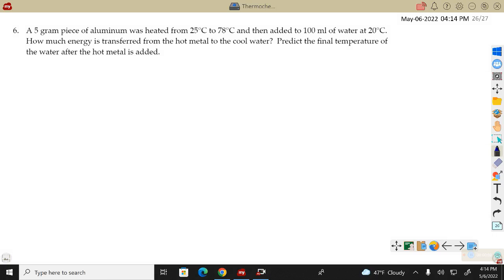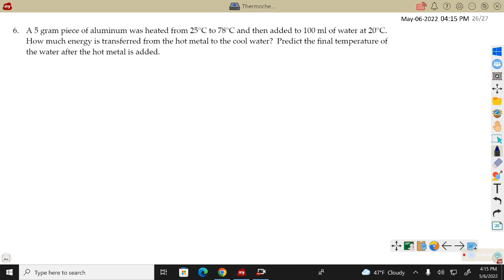Here's our final practice with specific heat. Now, this one's got a lot going on. There's a transfer of heat in this problem. I have a 5-gram piece of aluminum that was heated from 25 degrees Celsius to 78 degrees. Then that hot piece of aluminum was added to 100 milliliters of water at 20 degrees Celsius. How much energy is transferred from the hot metal to the cold water? And then I want to predict the final temperature of the water after the hot metal is added.